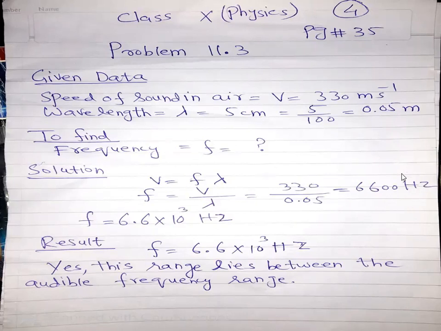How will you convert this into scientific notation? 1, 2, 3, you are moving 3 digits from right to left, so the power will be positive: 6.6 times 10 power 3, and the unit of frequency is hertz. Since 6600 lies between 20 hertz and 20,000 hertz, which is the audible frequency range for human ears, yes, this value lies in the audible frequency range.